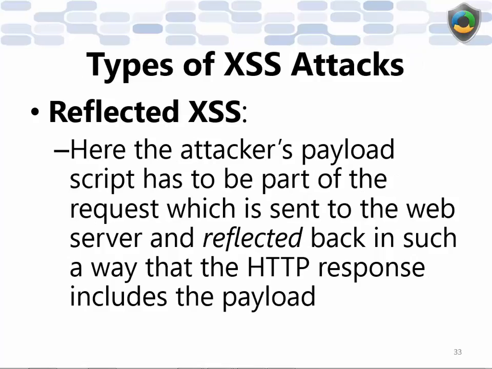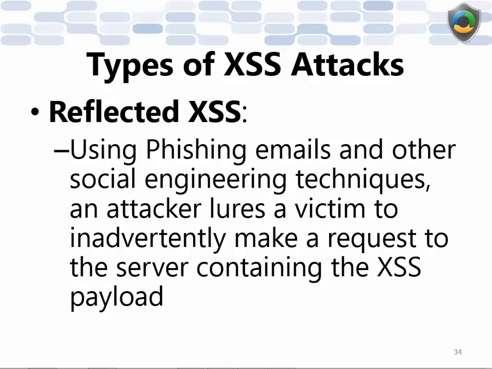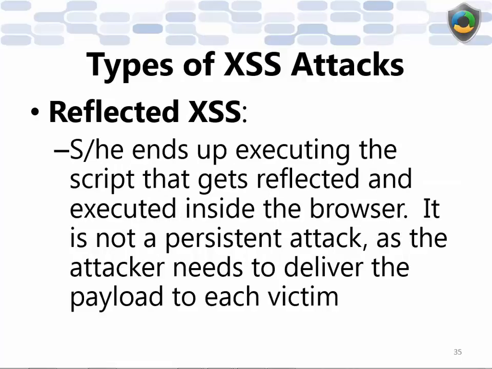So next, there's a reflected type of cross-site scripting. As mentioned there, the attacker's payload script has to be part of the request sent back to the web server, and must be reflected back so that the HTTP response includes the payload in it. Phishing emails and other social engineering techniques are used to make a victim send a request to the server containing the payload. So what happens is they end up executing the script that gets reflected inside of their browser. It's not a persistent attack, as the attacker needs to deliver the payload separately to each victim.